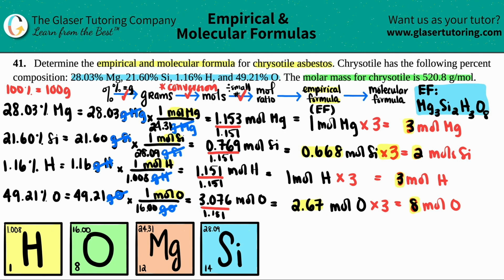Okay, so that part is done. Now we got to find the molecular formula. But we're at this stage already. We just need to do one more step to get to my molecular formula. How do we do that? Well, we just do a simple division. All we have to do is take our molecular mass and divide it by the empirical mass.